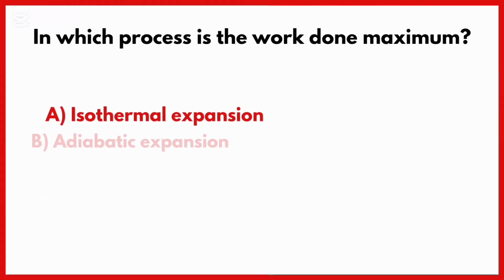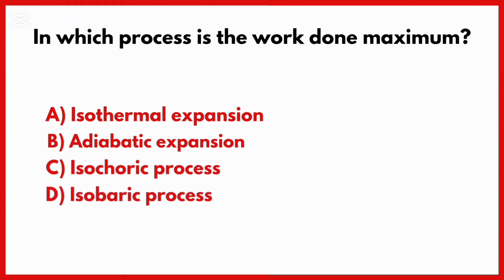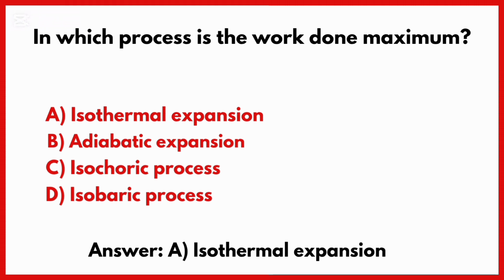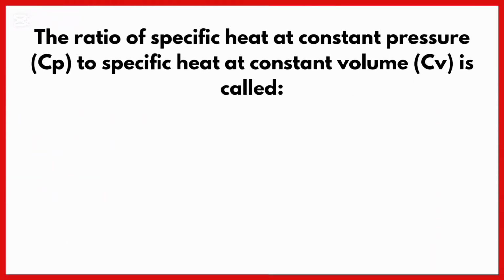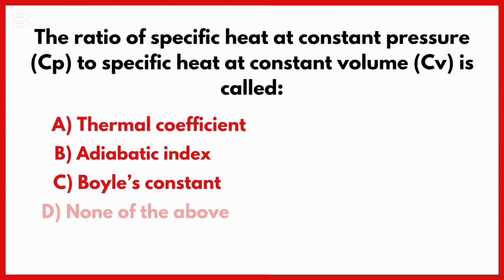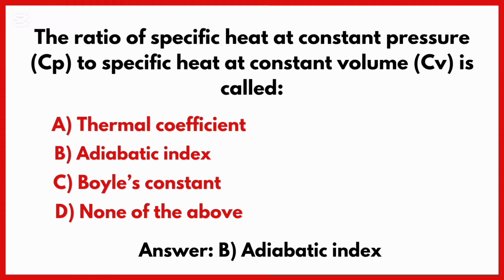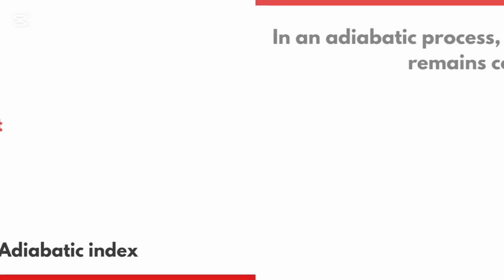In which process is the work done maximum? Correct answer is option A, isothermal expansion. The ratio of specific heat at constant pressure to specific heat at constant volume is called. Correct answer is option B, adiabatic index.